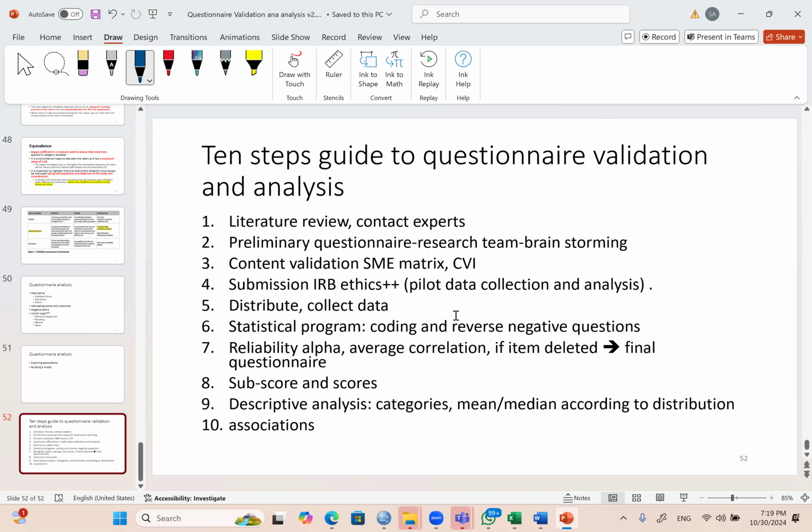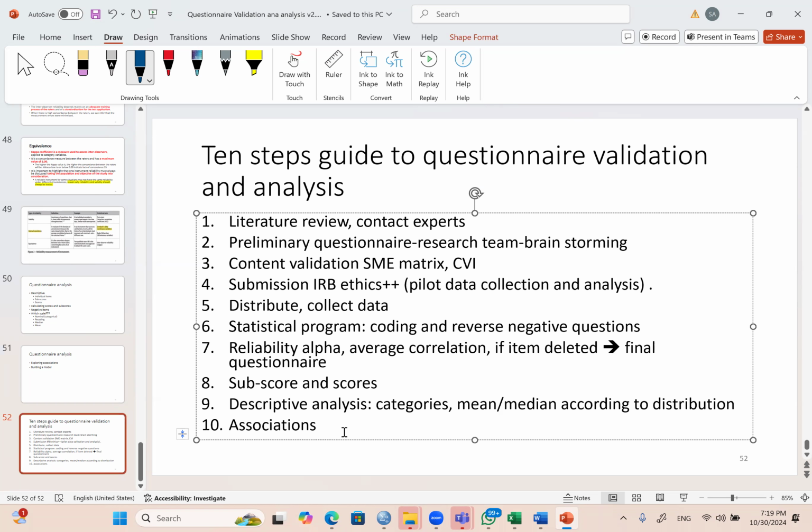Then you're going to distribute the questionnaire, whether on paper or in an electronic way. Then you're going to collect data. Then you're going to do coding and reverse the negative questions. You're going to calculate your reliability, average correlations, if item deleted analysis. Then you're going to calculate your scores and subscores, descriptive analysis and associations. And this is the summary of how to validate and analyze questionnaires. And any questions?